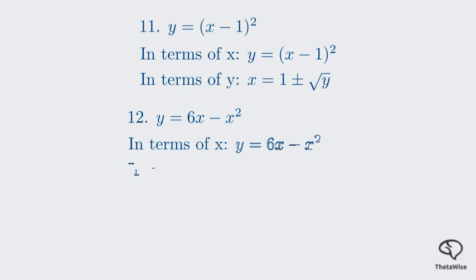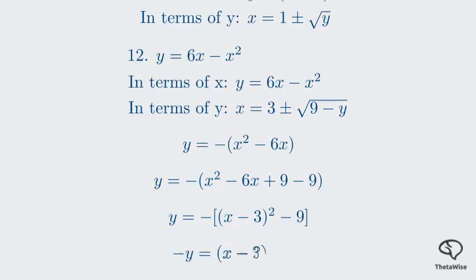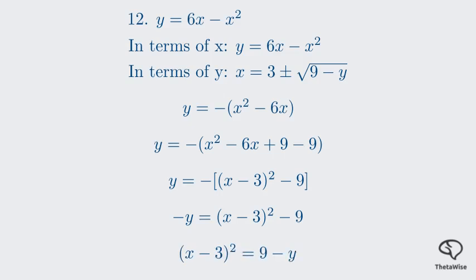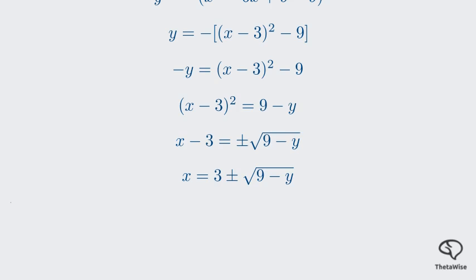Finally, y equals 6 minus x squared. The y form is given. To find the x form, we need to solve for x. This is a quadratic equation, so the best method is to complete the square. First, multiply by -1 to make the x squared term positive. Then rearrange and complete the square on the x terms by adding and subtracting 9. This gives us x minus 3 all squared equals 9 minus y. Taking the square root and adding 3 gives us x equals 3 plus or minus the square root of 9 minus y. Notice that making x the subject here was quite involved.